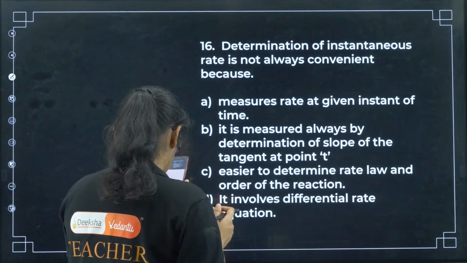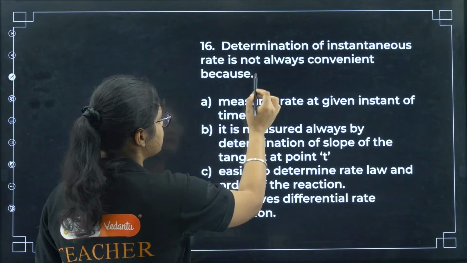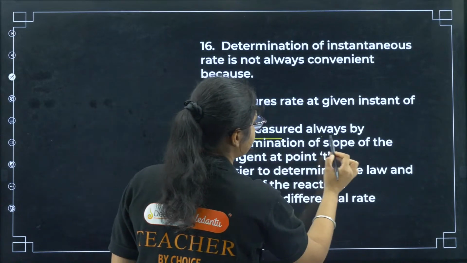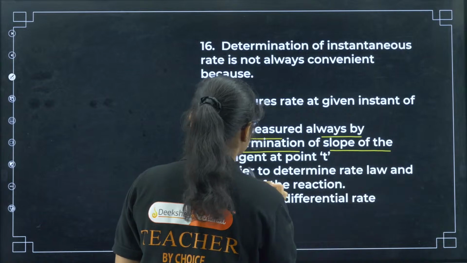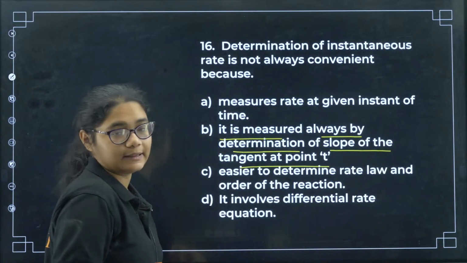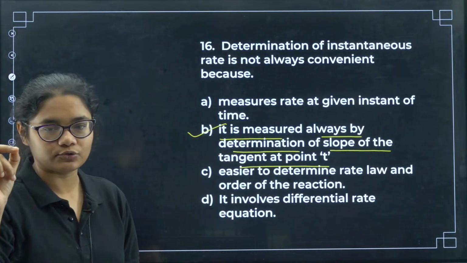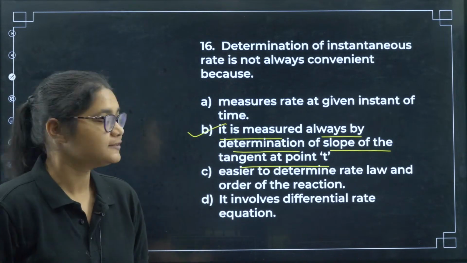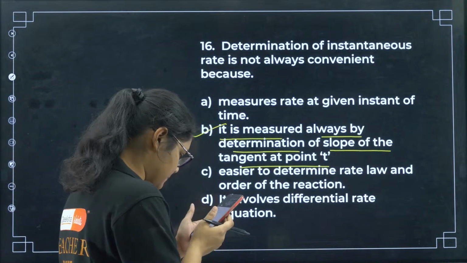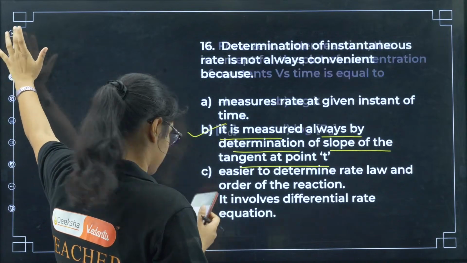No, 16D is incorrect. The instantaneous rate is always measured by determining the slope of the tangent at point T. It is not always easy to determine the slope at one particular point, so that is why B is the correct answer. Yes, those who are saying B, it is correct.